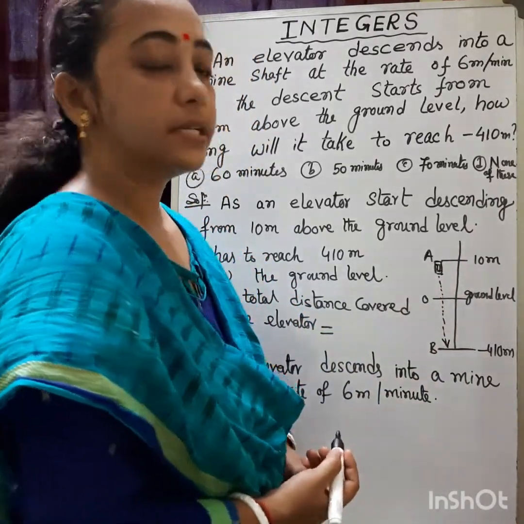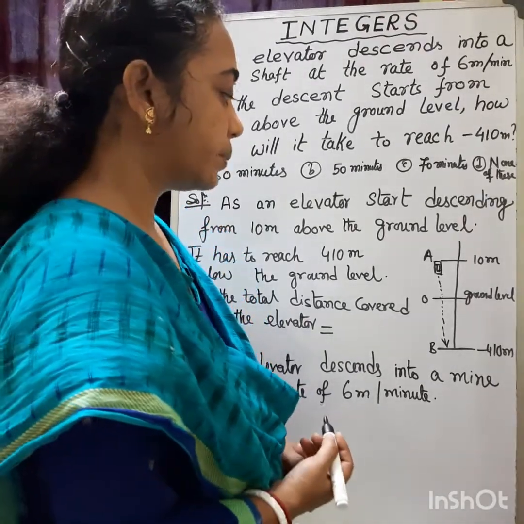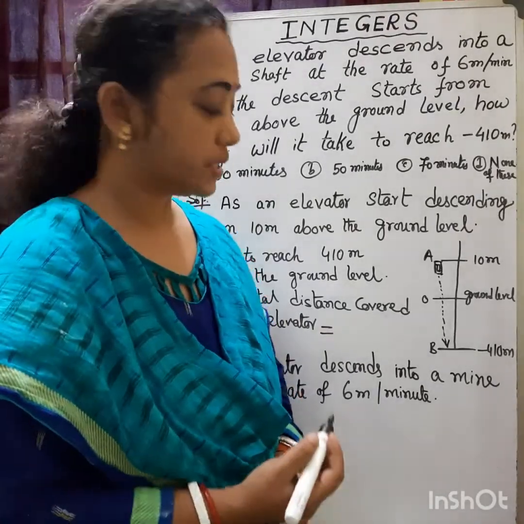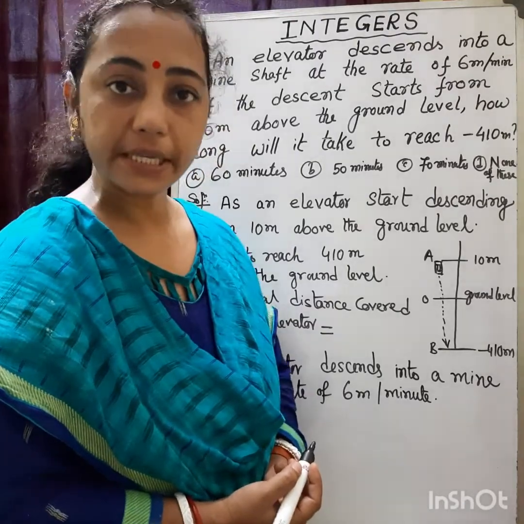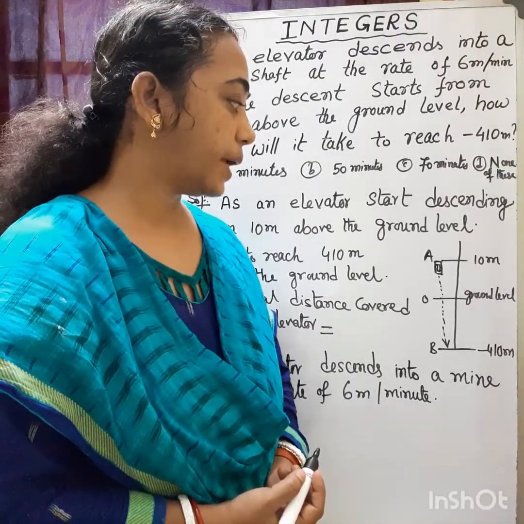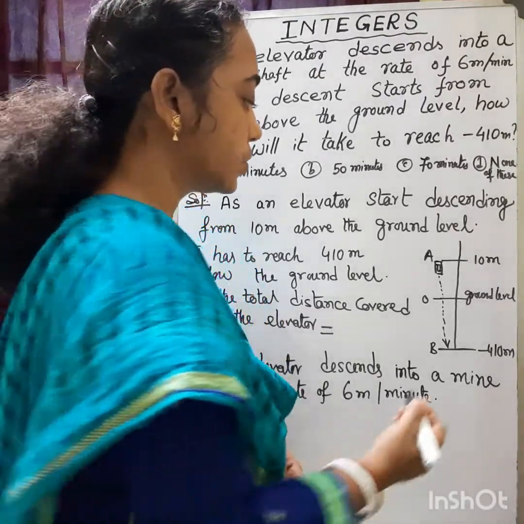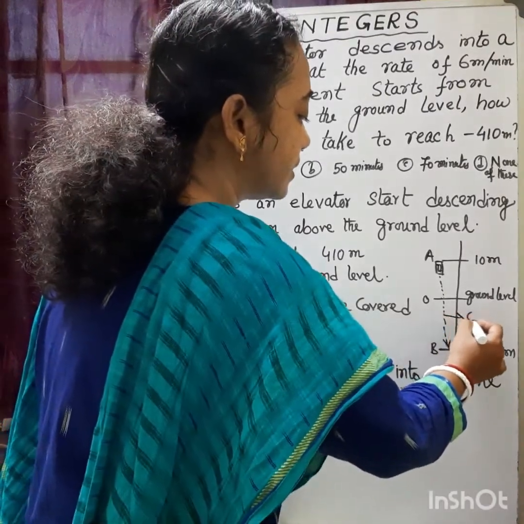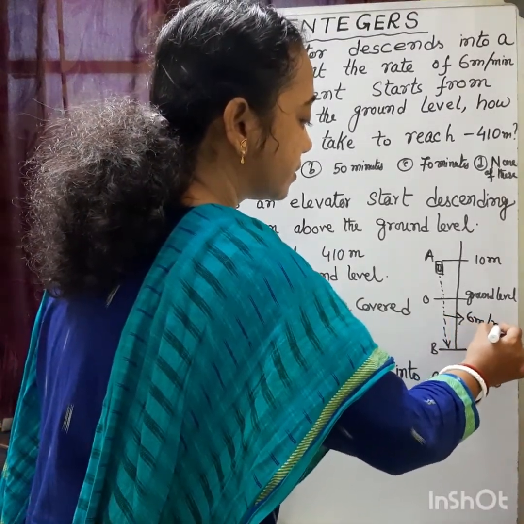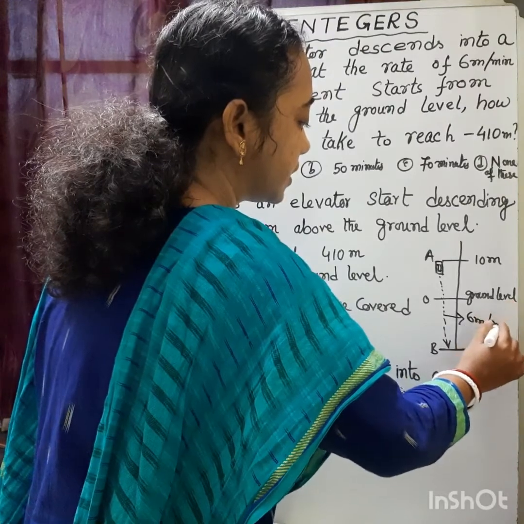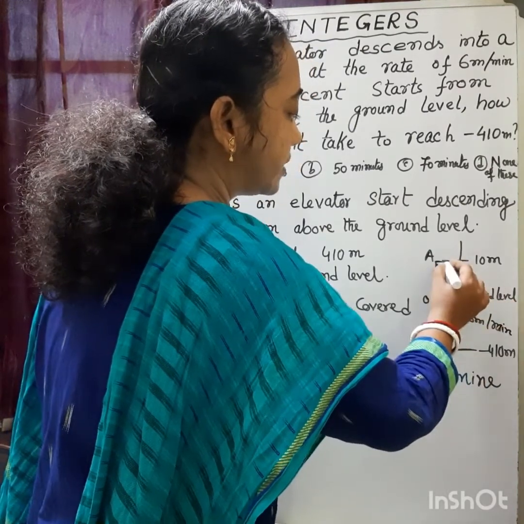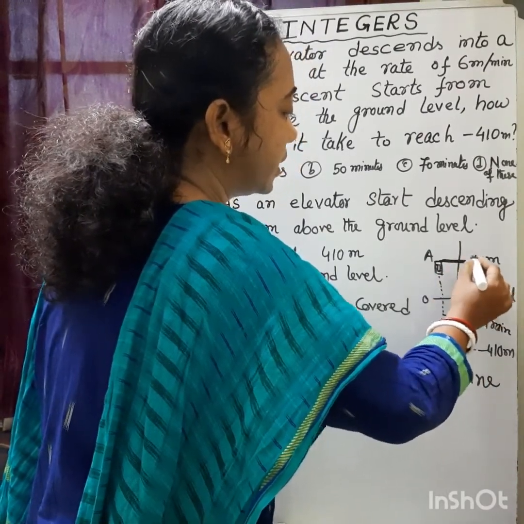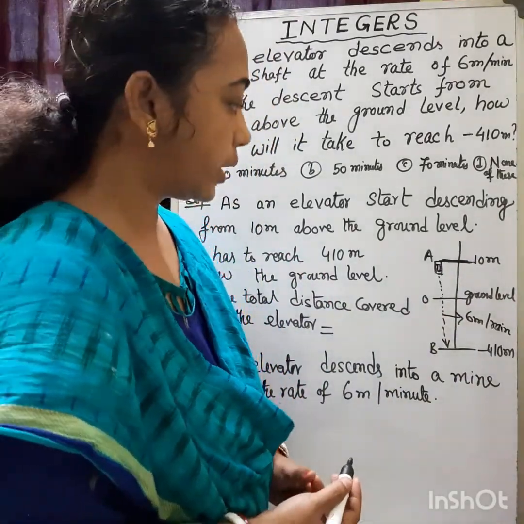with the rate of 6 meters per minute. What is the meaning of that? That means when it covers a distance of 6 meters, the time taken by it will be 1 minute. So the rate at which it is moving is 6 meters per minute. It is given in the question, 6 meters per minute. And it starts descending from which point? That is 10 meters above the ground level.